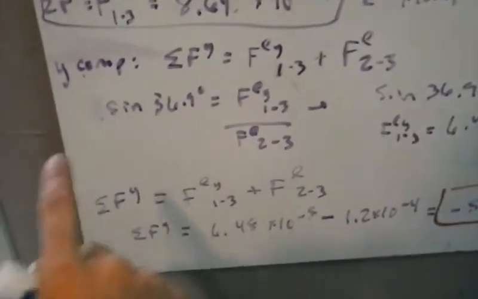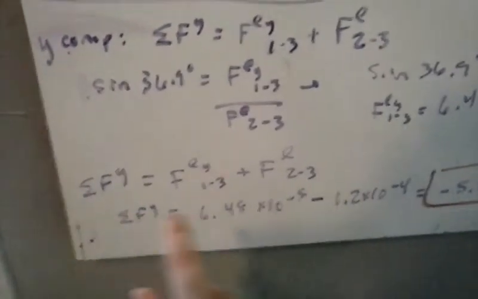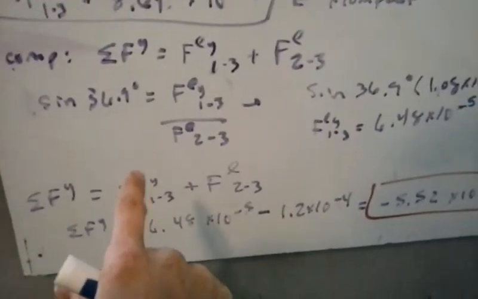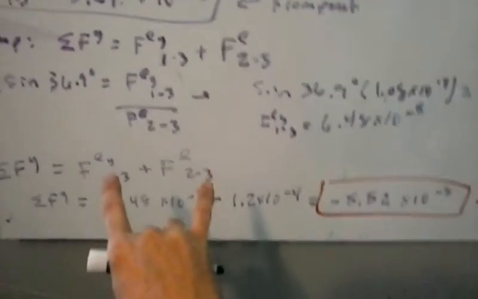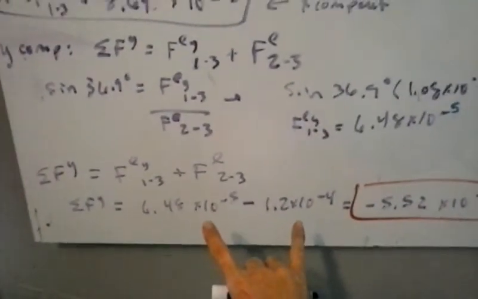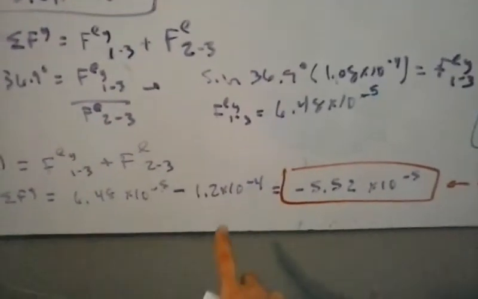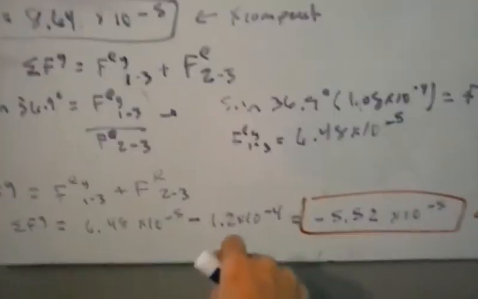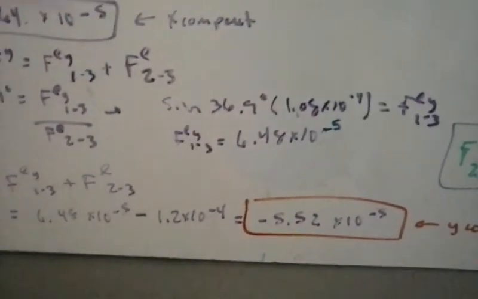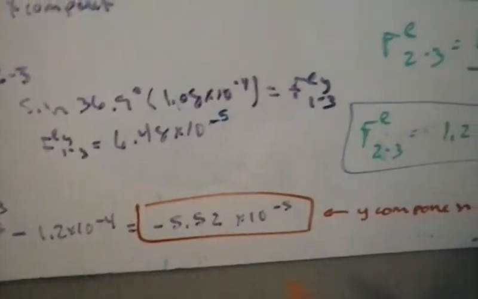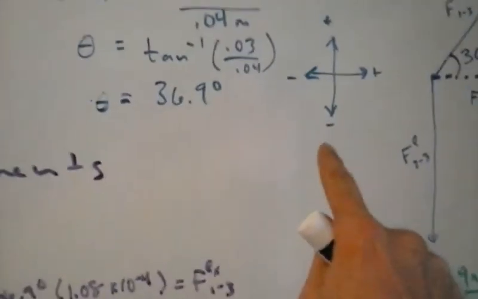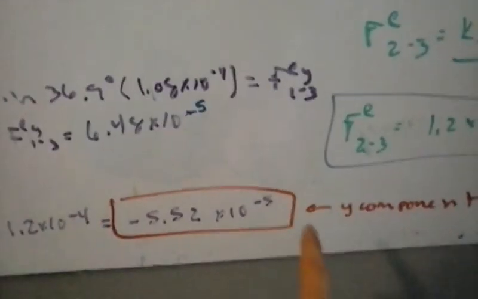Remember, I'm finding the y component, so I need all of the forces in the y direction. If I'm adding the y component of electrical force of 1 on 3 plus the electrical force of 2 on 3, I have to account for their directions now. So when I put in those values, I do so. The sum of force in the y direction then is 6.48 times 10 to the negative 5th minus, since the electrical force of 2 on 3 is downward, 1.2 times 10 to the negative 4th, and that total becomes negative 5.52 times 10 to the negative 5th, which tells me the y component is downward, which is consistent with my reference frame that downward is negative. So if done correctly, your math tells you the direction.